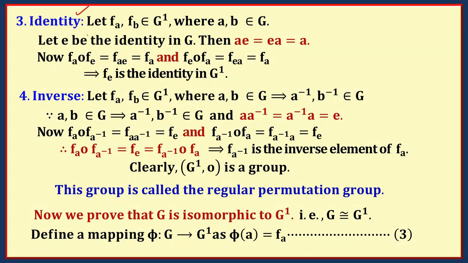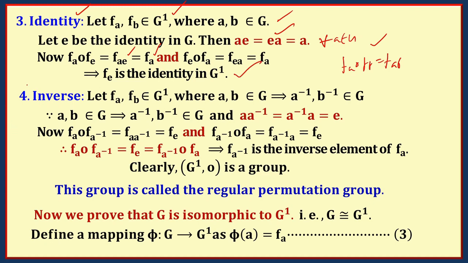Third one, identity. Take two permutations f_a, f_b belonging to G', where a, b belong to G. Let e be the identity element in G, since G is a group. By the identity property, ae = ea = a for all a belonging to G. Now f_a ∘ f_e is equal to f_ae, using 2. Here f_a ∘ f_e is f_ae, and ae is equal to a, so this is f_a. And f_e ∘ f_a is equal to f_ea, which is f_a. Therefore, f_e is the identity in G'.